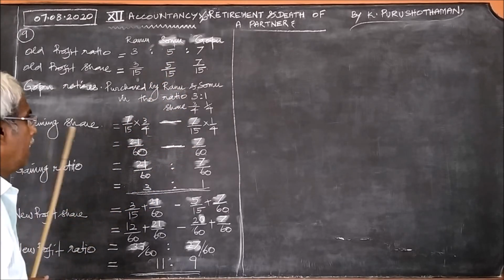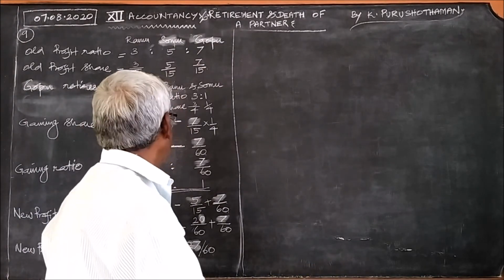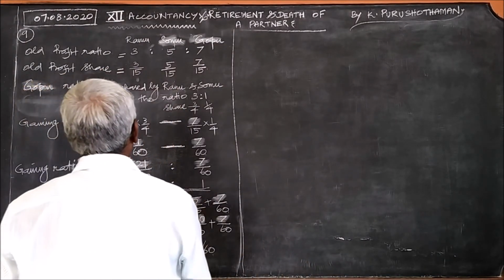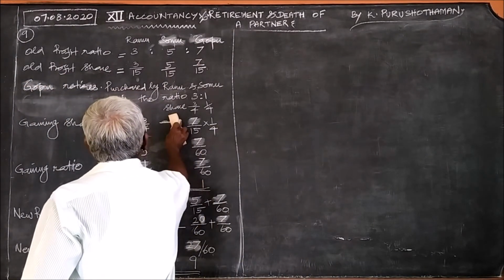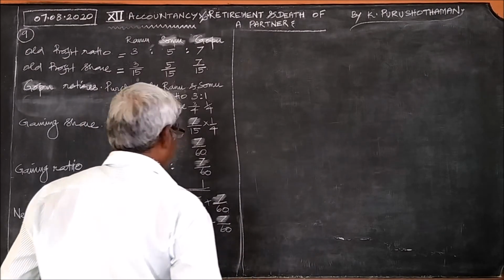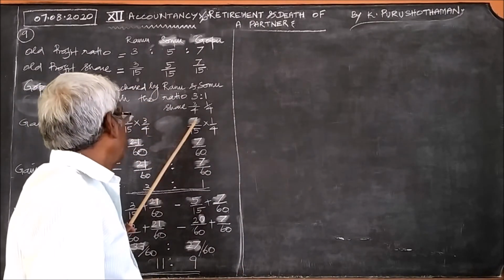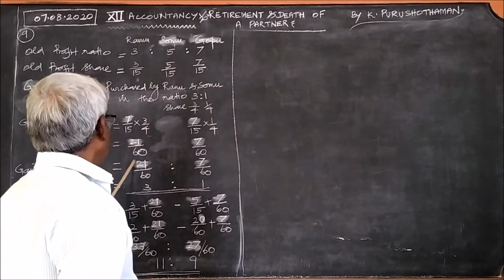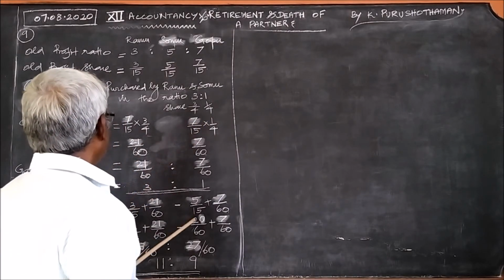So, what is 3/4 of 7/15? What is 1/4 of 7/15? We have written it here. So 21/60, 7/60.